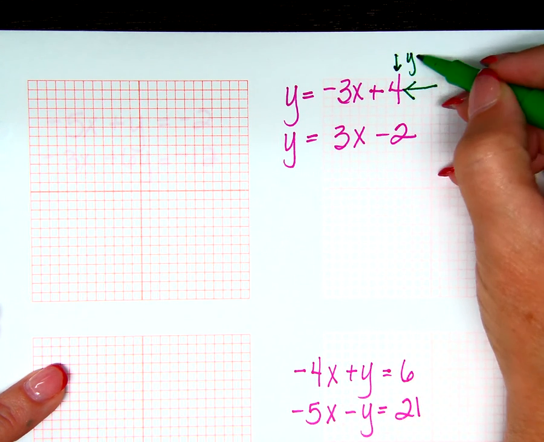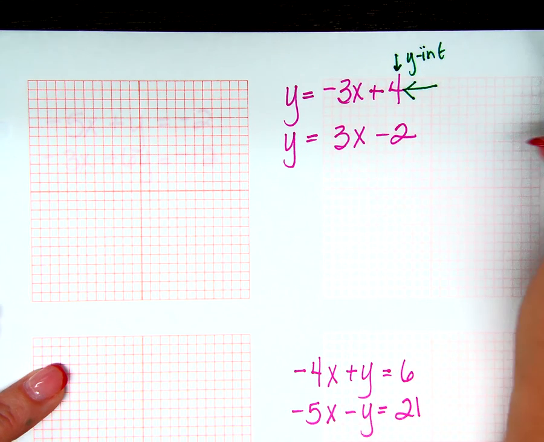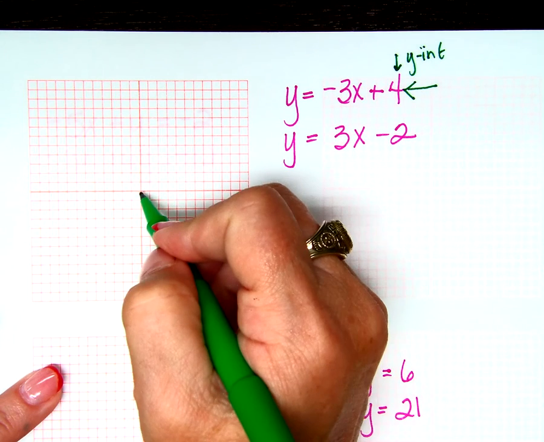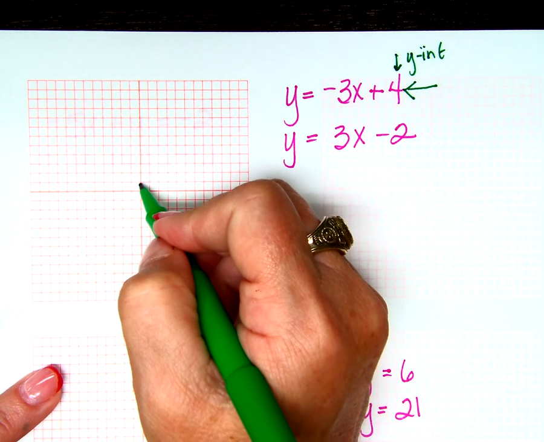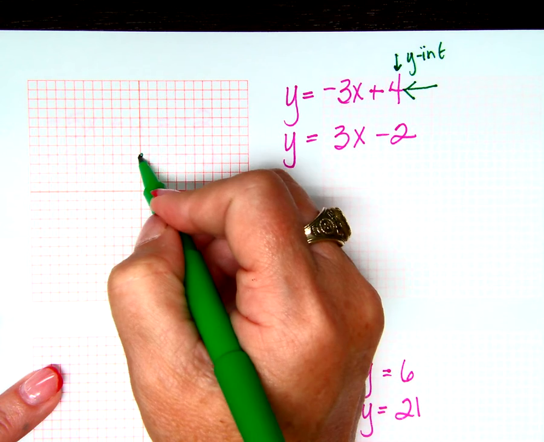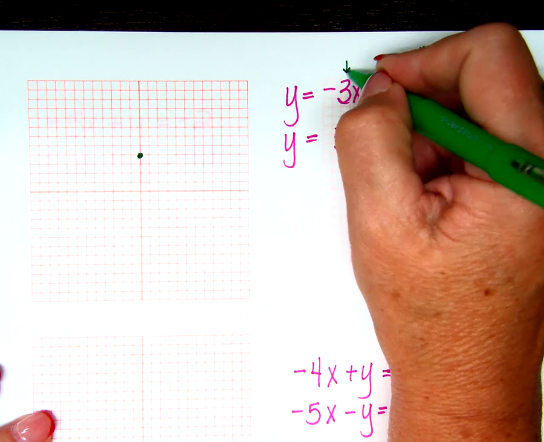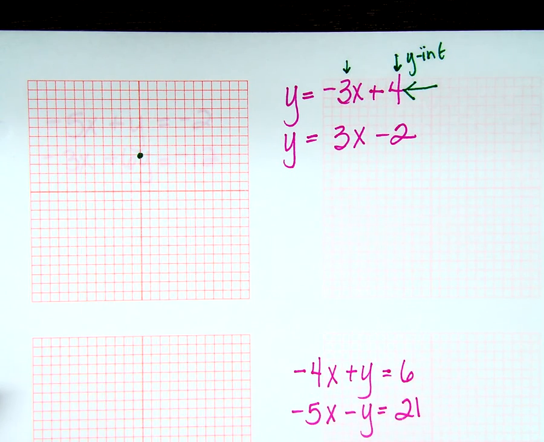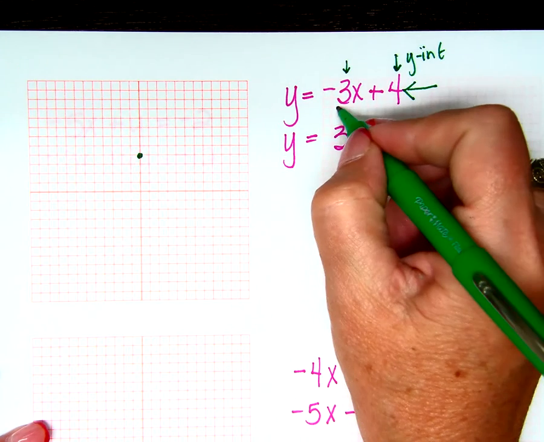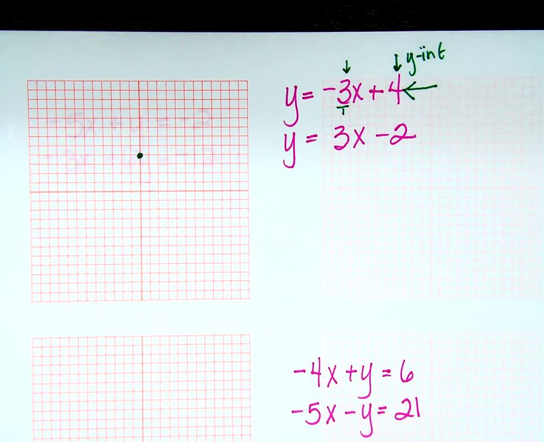I graph the y-intercept, don't I? What is the y-intercept? 4. So on the y-axis I go, perfect. And I put a point, right? I go up 4 and I put a point. From the y-intercept, where do I go? I use my slope, right? Remember, slope has to be a fraction? Oh, that's not difficult. -3/1.